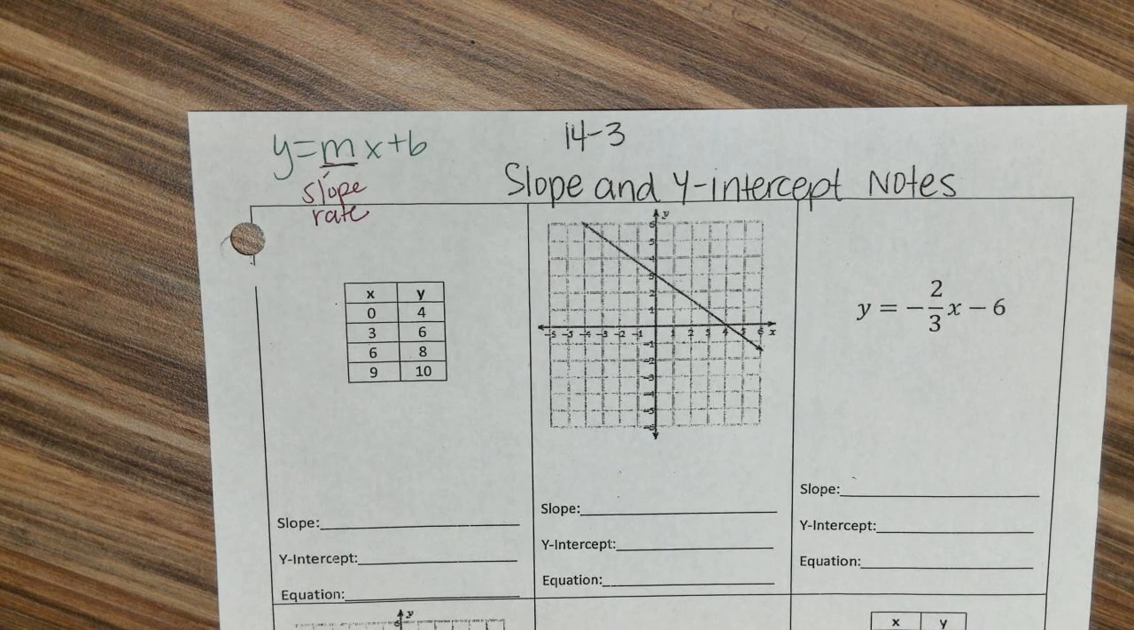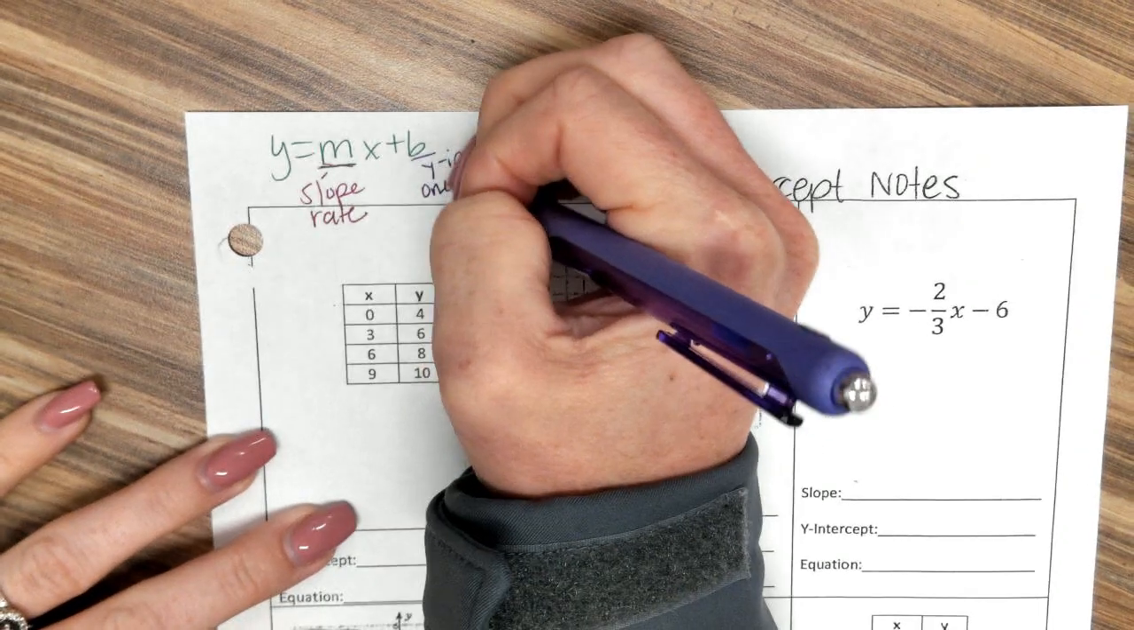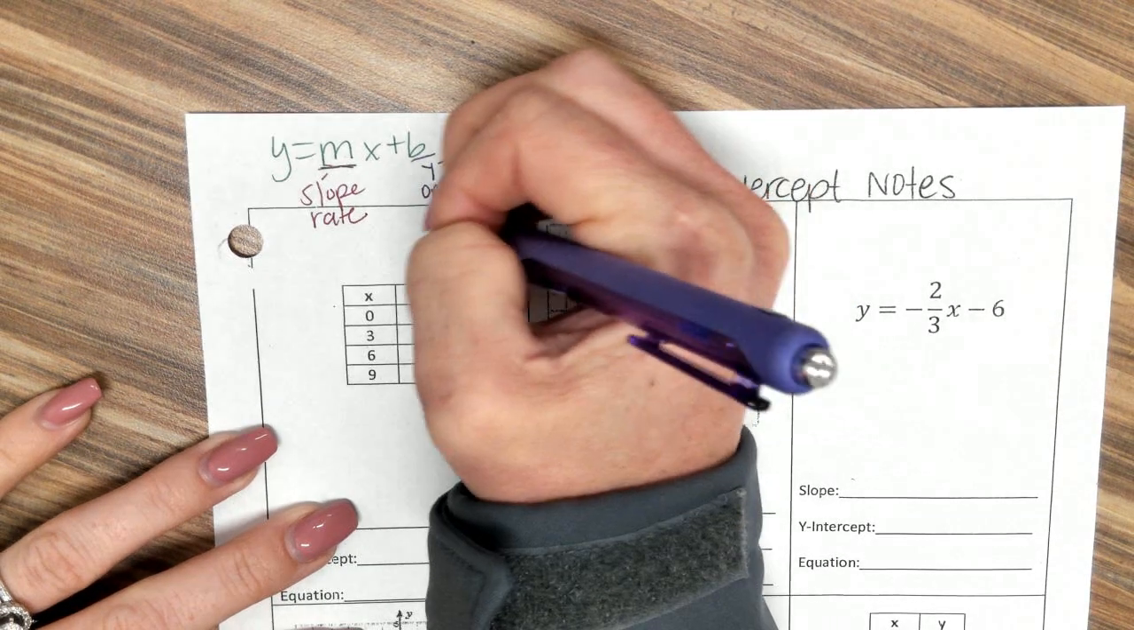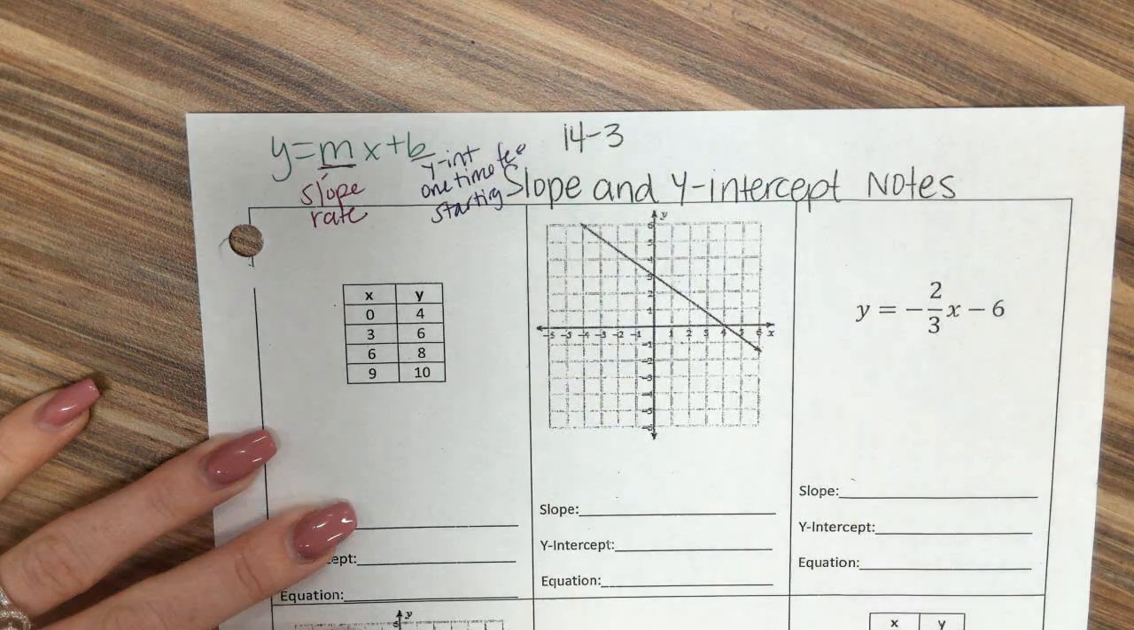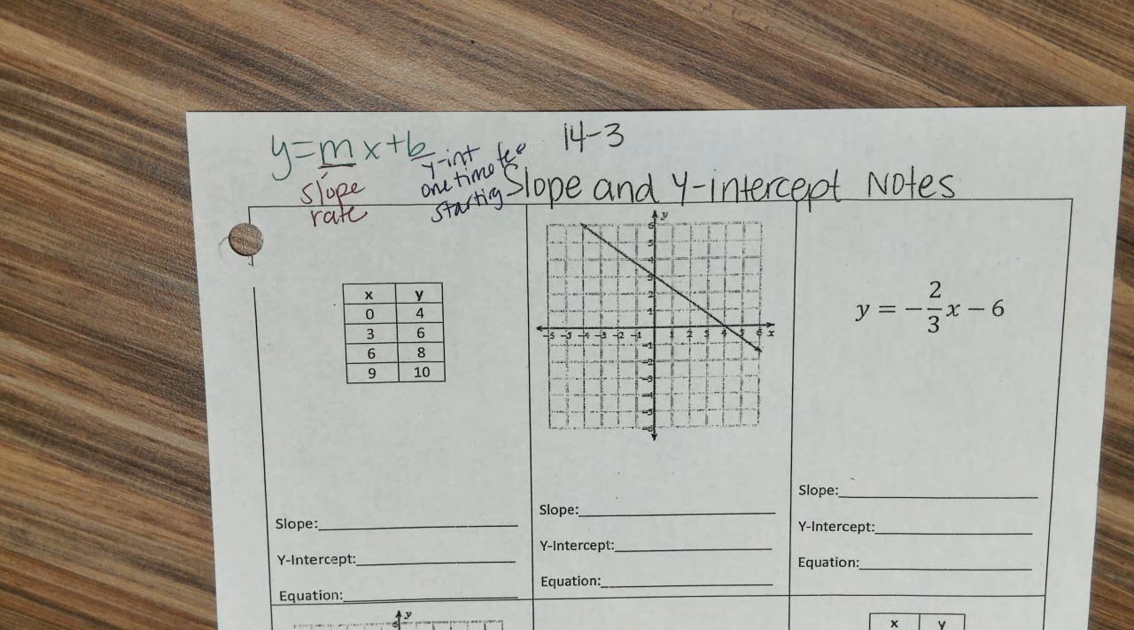The b, what is the b? The b is the y-intercept, also known as one-time fee or starting amount. So that's what we're finding today when we find the slope and the y-intercept. On the STAR test, instead of saying the word slope, they might say the word rate. They might say, what is the rate? And they're just asking for the slope.